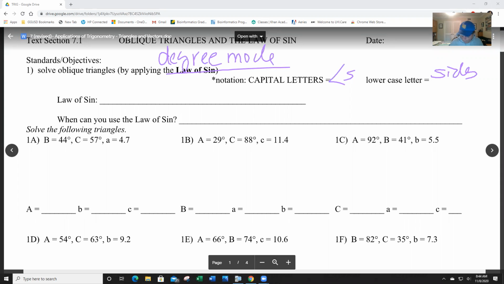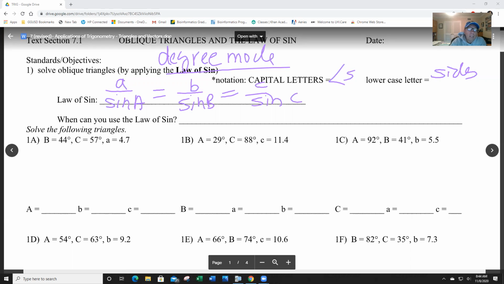The law of sines is 3 pairs of ratios. It's side A over the sine of A equaling side B over the sine of B equaling C over the sine of C. And you'll just cross multiply and divide. I won't even do the calculations because it's something that you should know how to do.